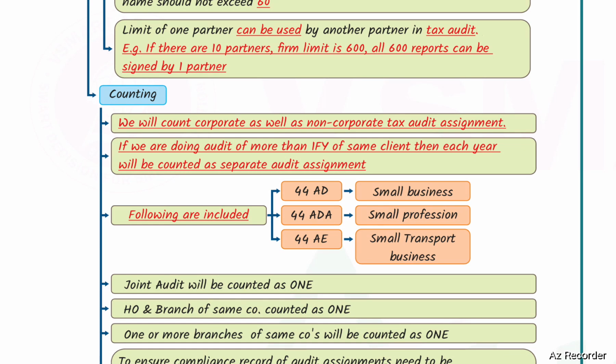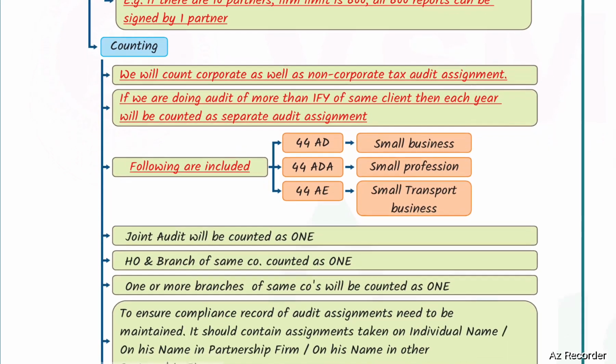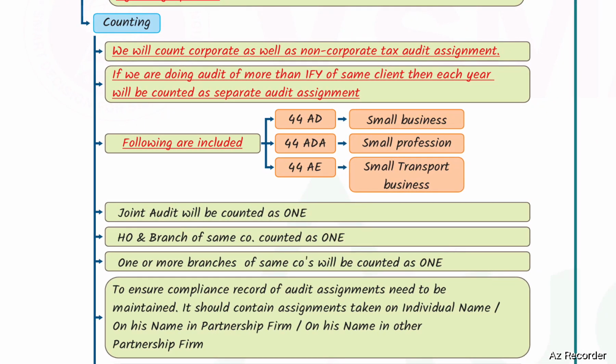For example, if there are 10 partners, the firm limit is 600. All 600 reports can be signed by one partner. Counting: we will count corporate as well as non-corporate tax audit assignments. If we are doing the audit of more than one financial year of the same client, then each year will be counted as a separate audit assignment. The following are included: 44AD small business, 44ADS small profession, 44AE small transport business.